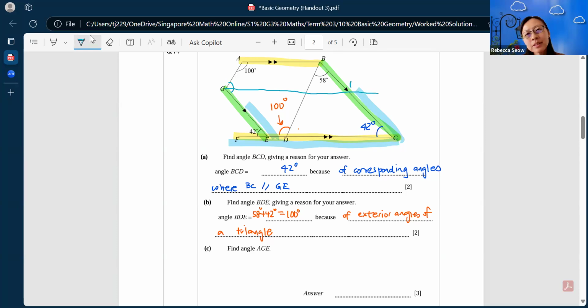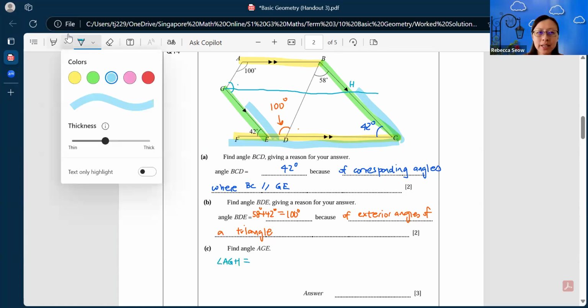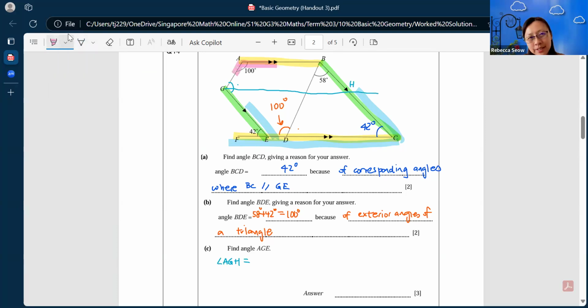And I am going to label this H. Let's see if we can find angle AGH first. Okay, so angle AGH will actually be looking at a pair of interior angles. So we have 180 degrees minus 100 degrees based on interior angles. This will be 80 degrees. Now, we want to find the other angle at the bottom. And if you pay close attention, you will actually see that there is an alternate angle.